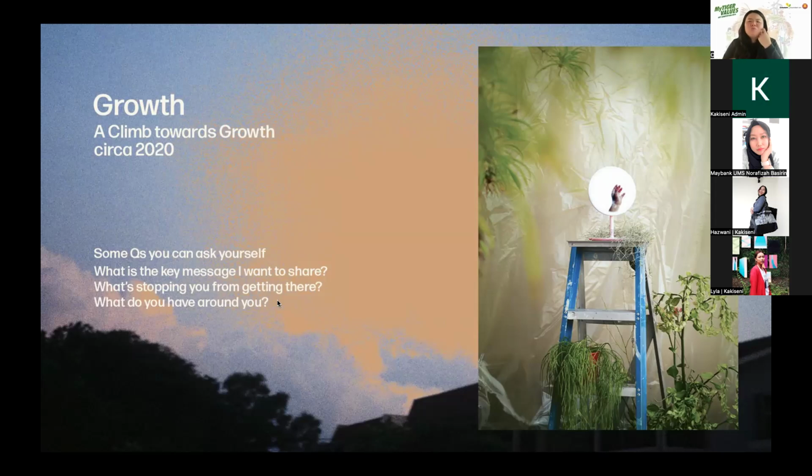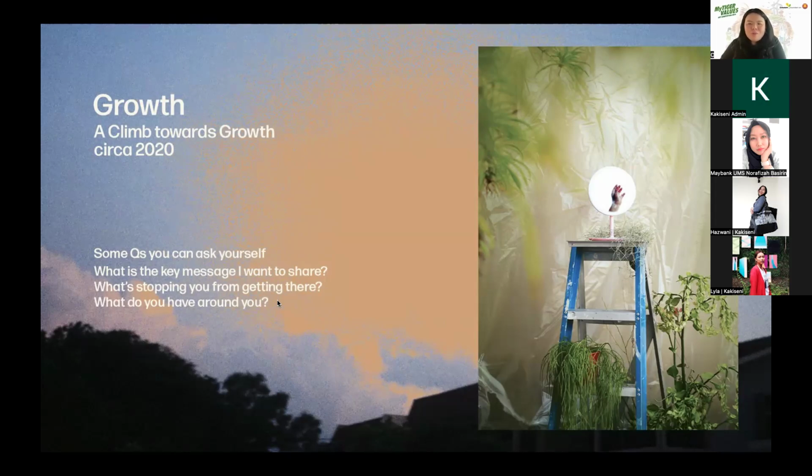And I was like, okay, I want to do something about growth. But what in my life can I use to represent growth with the stuff that I have with me? And I remember I looked to my side and it was a window, and the window looks out into my mother's balcony. And my mother is a gardener. She has a very, very strong green thumb. She's amazing with plants.